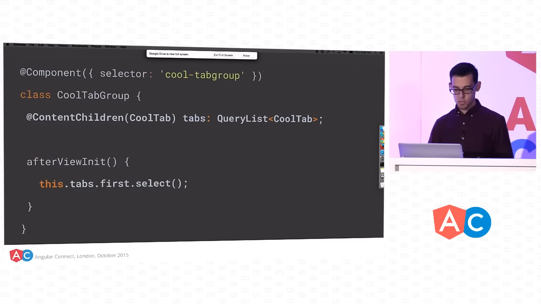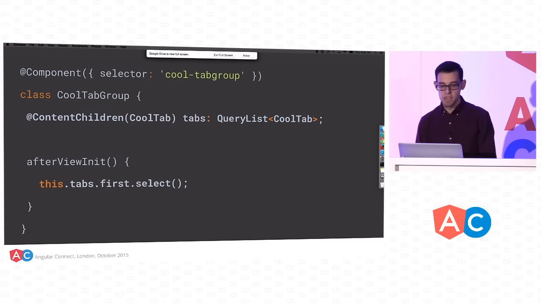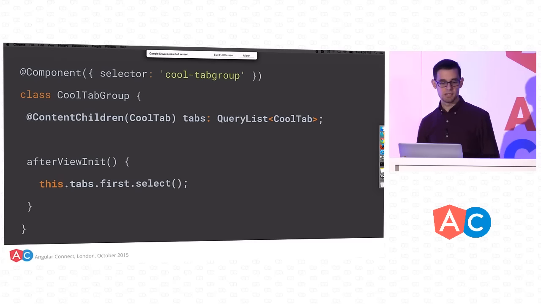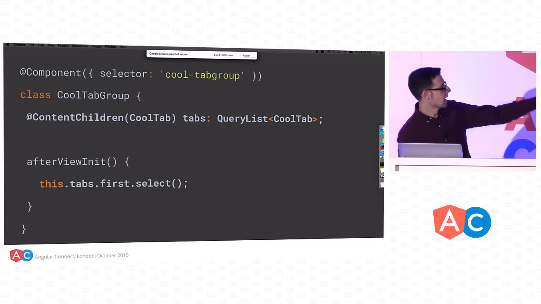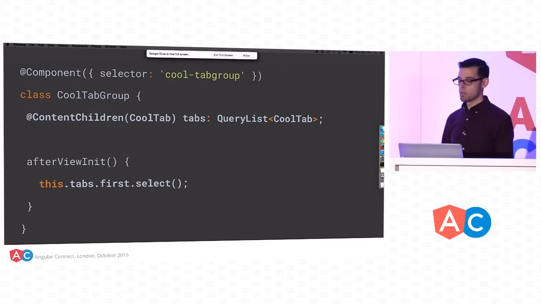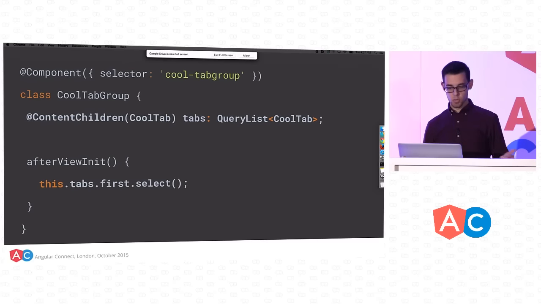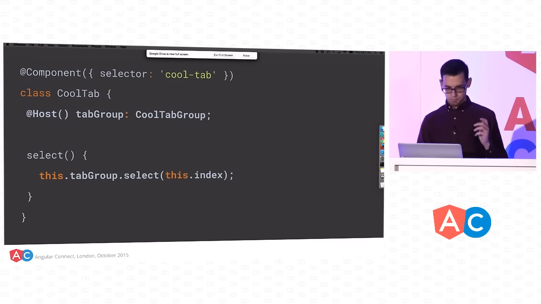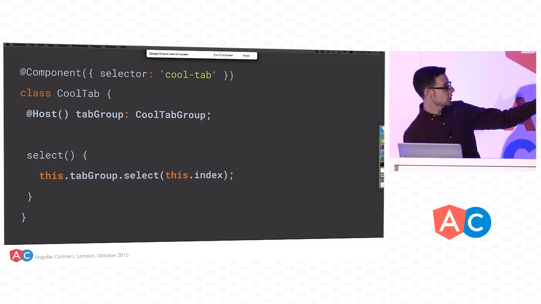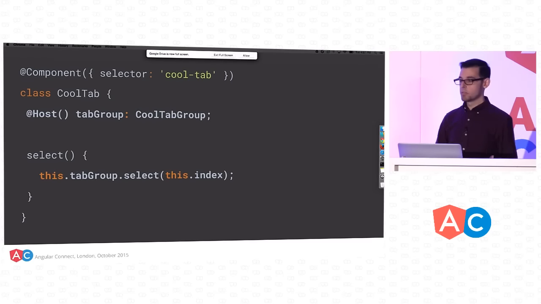Here we have a cool tab group component that is going to contain some children tabs in its content. Angular has a parameter decorator, this @ContentChildren that you can see here on the slides, that you can use to get a reference to each of those tab instances and directly access properties and call methods on them. And this also works the other way around. Here we have a tab component, and it can use the @Host parameter decorator in order to get a reference to the parent tab group and interact with it the same way.